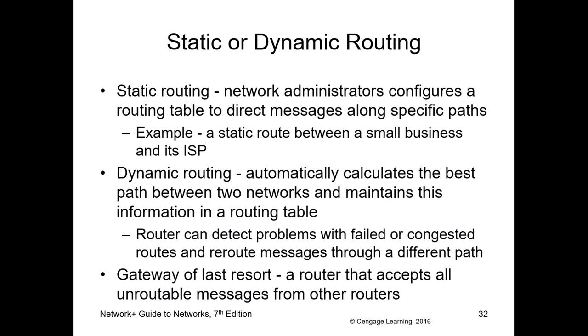And also, what happens if you go through the routing table, and when the packet comes in, you look at the destination IP address and you look through every single entry in the routing table and nothing matches? Then you go to the last entry, and it's usually the gateway of last resort. If there is no match, then you send it to whatever the gateway of last resort is. So the gateway of last resort is a router that accepts all routable messages if there is no matching entry.